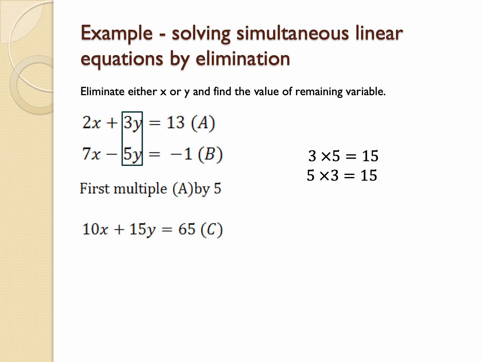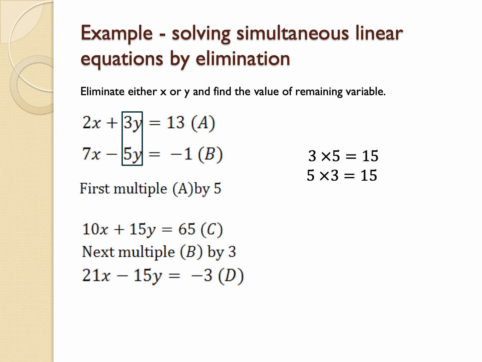For equation B, we also have to multiply it by something. Because there are 5 y's there, we will multiply equation B by 3. I hope you agree with that. Once we do that, the left side of equation B becomes 21x minus 15y, and the right-hand side becomes minus 3. I hope you can work it out yourself. The whole equation B has been multiplied by 3 on both sides.